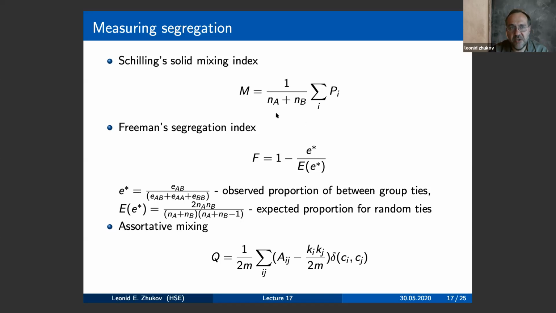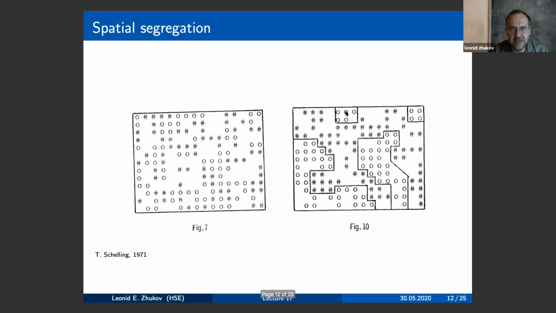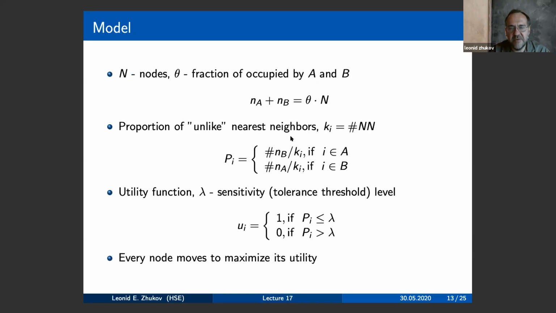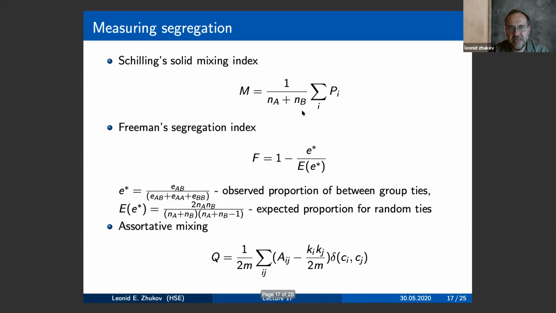One of them, Schelling proposed his own index, what's called the solid mixing index, which is 1 over the total number of agents, and this is the sum of their preference function. If you go back to the definition, it's the proportion of unlike nearest neighbors. If nobody has any unlike nearest neighbors, then this proportion is 0, so this mixing index is 0.